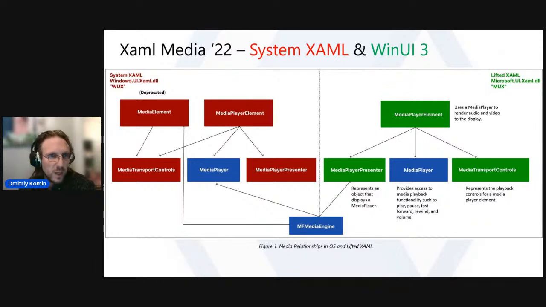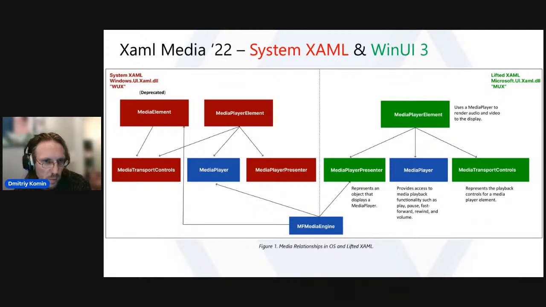So as of today, the XAML media landscape looks kind of like this. This slide shows on the left side, we have the situation in system XAML, and on the right is what we're introducing to WinUI 3. So on the system side, we've got the now deprecated media element, and we've got the media player element, and below that we have the transport controls. They both actually use the same media transport controls object. So it looks and works the same.